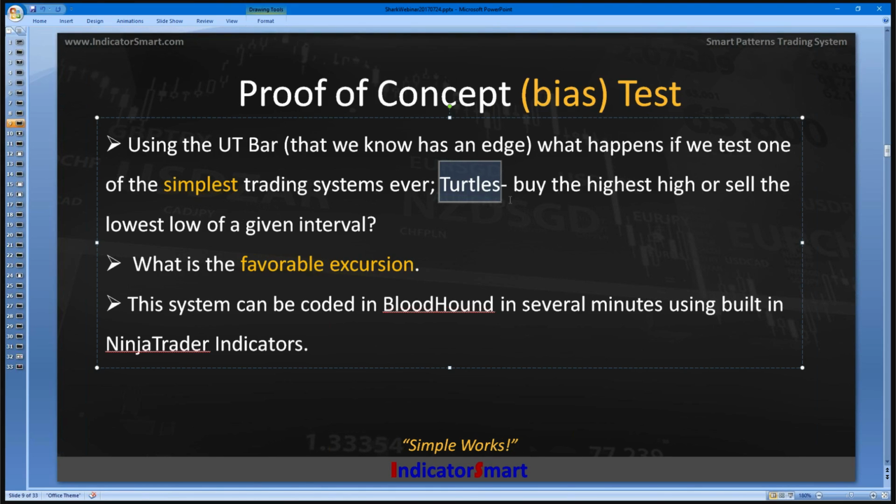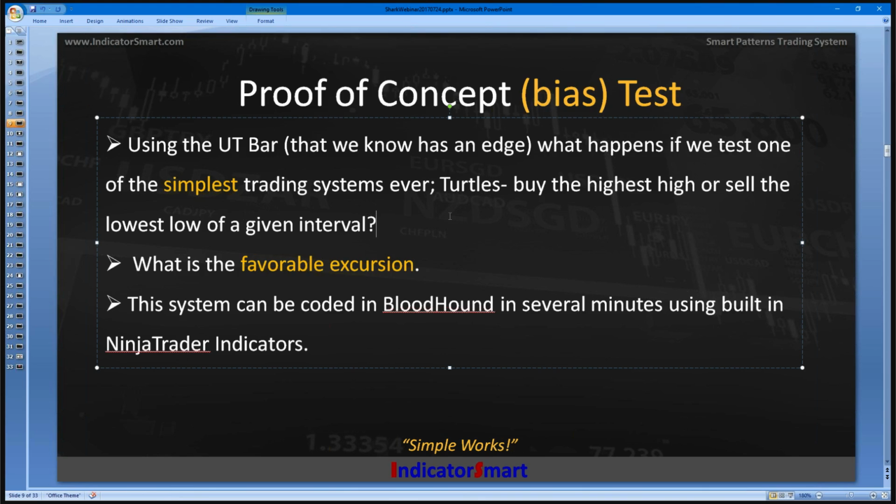But it's just one of the simplest systems ever. Two lines of code. Buy the highs, the highest high of the last 21 days, sell the lows, the lowest low of the last 21 days, and that's the system. No attempts to optimize or narrow it down. Now, they did that decades ago. These days you can actually do that in the intraday framework.